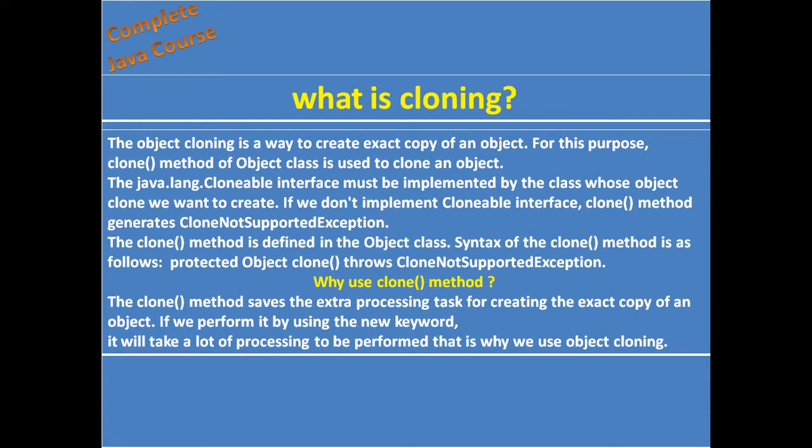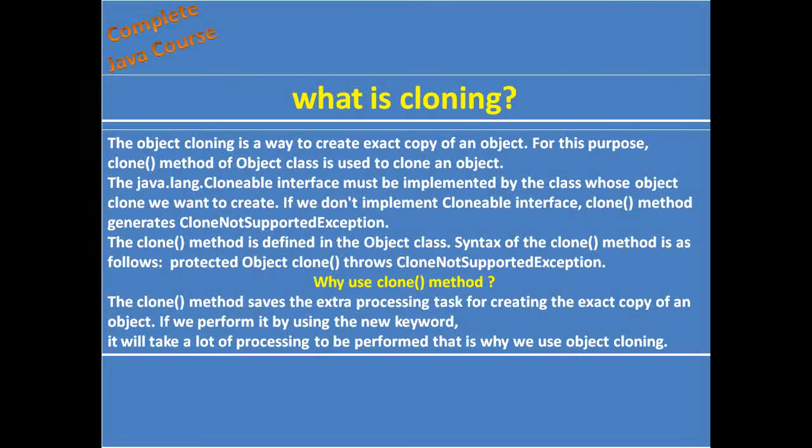Basically, Java object cloning is a way to create an exact copy of an object. For this purpose, the clone method of the Object class is used to clone an object. The java.lang.Cloneable interface must be implemented by the class whose object clone we want to create. If we don't implement the Cloneable interface, the clone method generates CloneNotSupportedException.